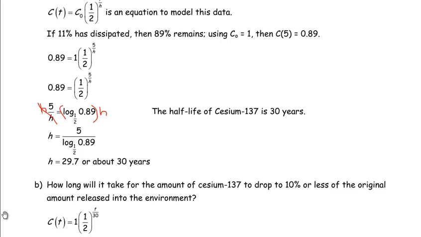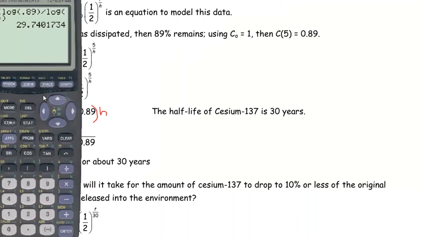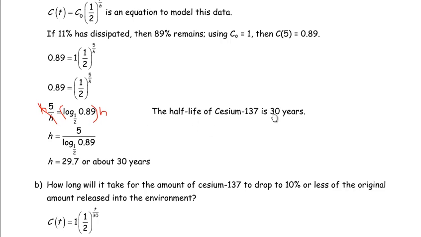Now, if we evaluate that, and maybe I'll bring my calculator over and do this, so we have 5 divided by the logarithm, and we evaluate the logarithm here, base a half, as the log of 0.89 divided by log of a half. If you happen to have a calculator where you can change the base, you could do that certainly. I only have base 10 and base e on this one. So log of a half, or 0.5, close bracket. So 29.74, very close to 30 years. So the half-life of cesium-137 is about 30 years.